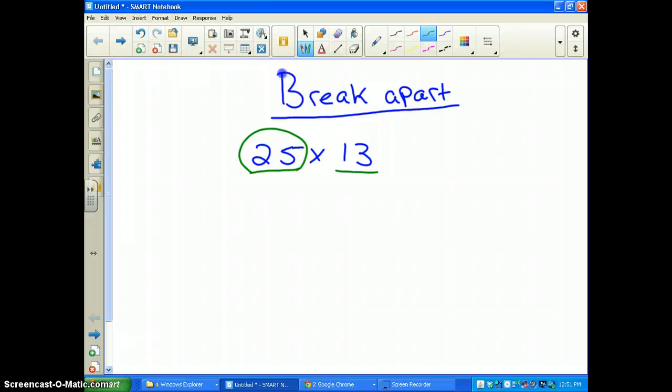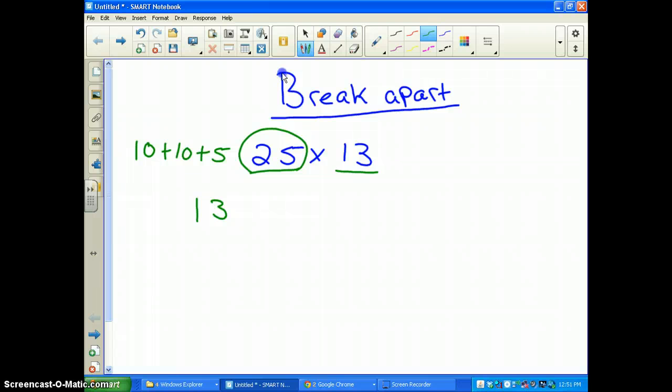All right. So by breaking apart the 25, we know we're going to have the 13, which we're not breaking apart. And we're going to break apart the 25 into 3 parts. We're going to have a 10 plus a 10 plus a 5, because we know that 25 is nothing but 10 plus 10 plus 5.